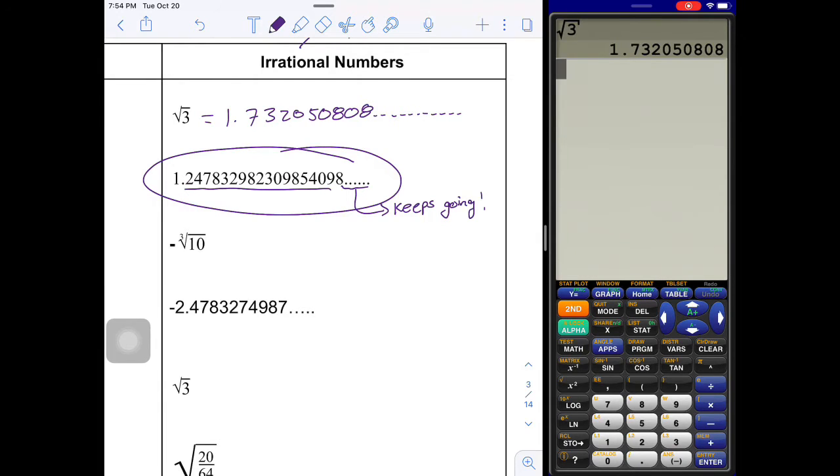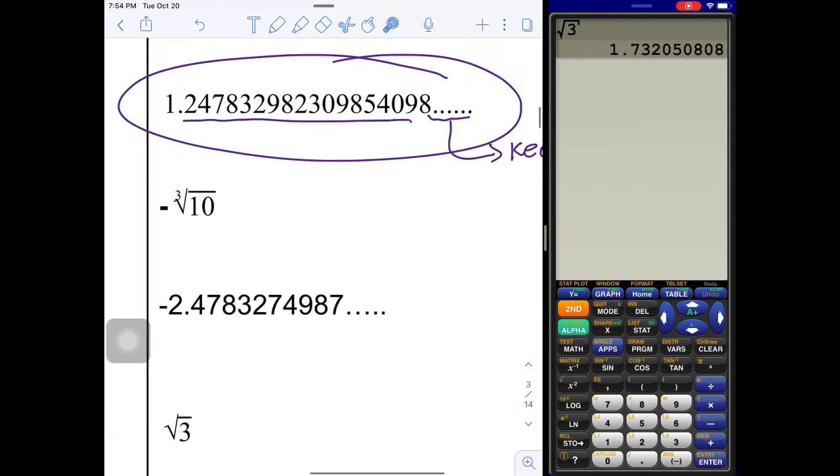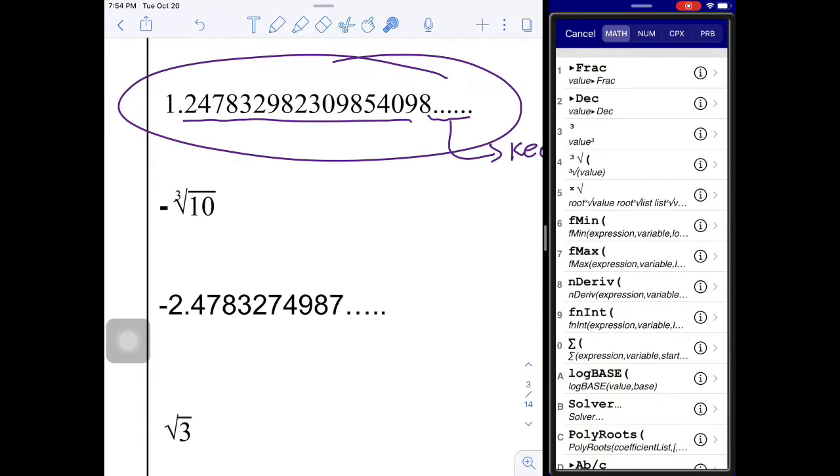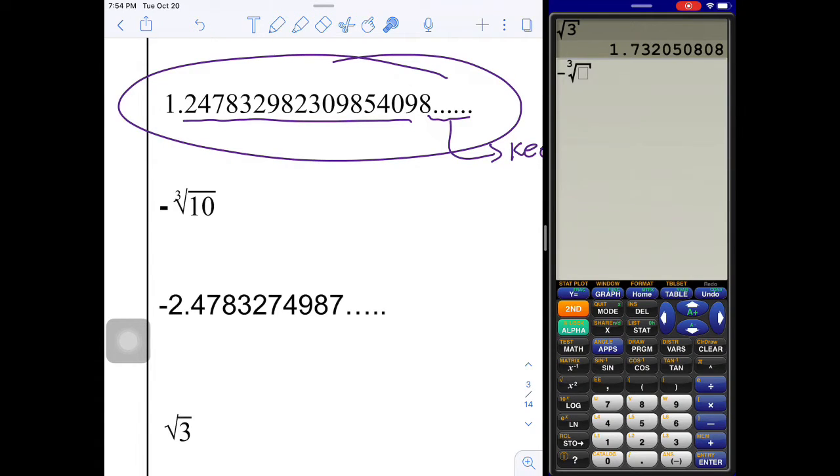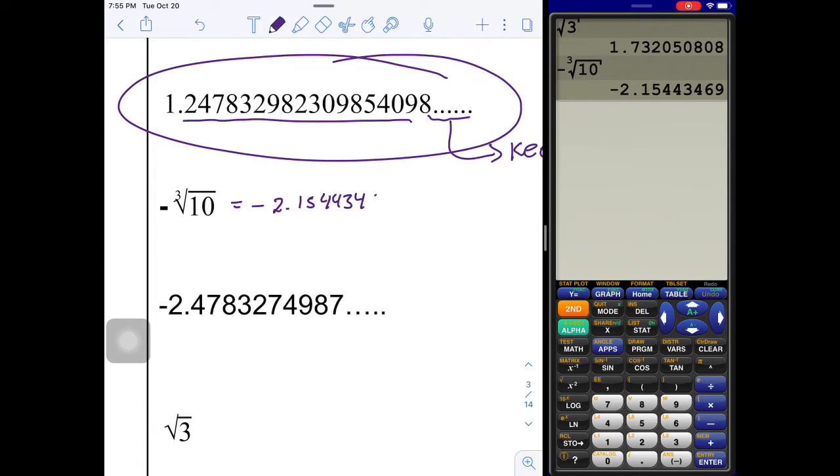Okay, so this has no pattern at all. It's just random numbers, so this is an irrational number. If we come here, negative cube root of 10, let's put in negative, and then math 4, which will give us the cube root of 10. We'll go over how to get that exactly in our calculator in a later section. But just recognize that if we plug this in our calculator, it equals negative 2.1544, and there's no pattern going on here. So this goes on and on forever.